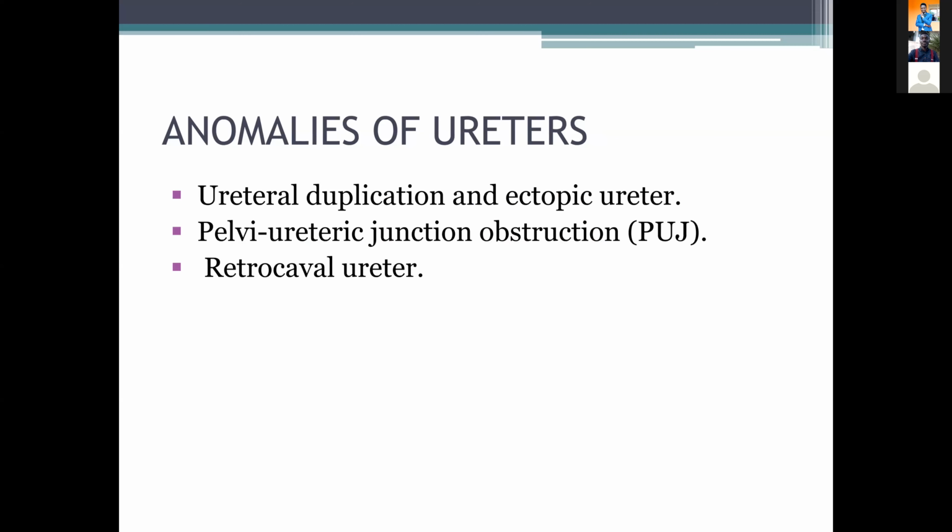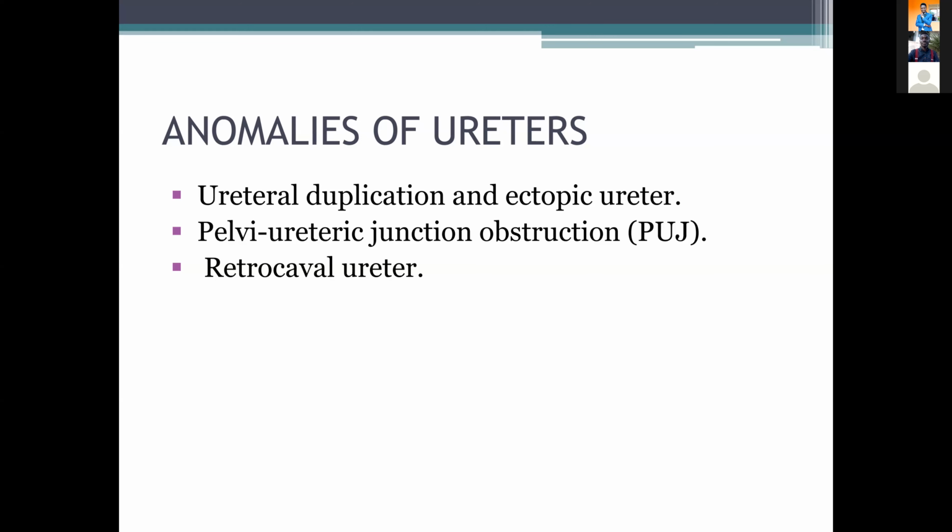So we also have anomalies of the ureters, and among those anomalies, we can have the anomalies of ureteral duplication and ectopic ureter. Now, ureteric duplication means, remember, normally we have one kidney and one ureter, but this time we may have two ureters. So that's what we call ureteral duplication. We may also have ectopic ureter, that instead of the ureter, for example, attaching to the bladder, you have this ureter attaching to the vagina.